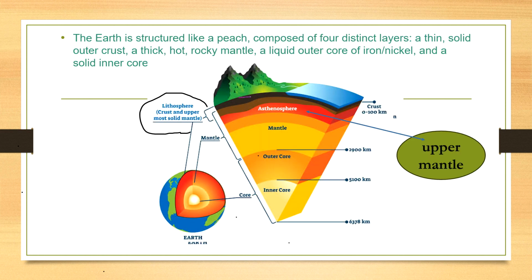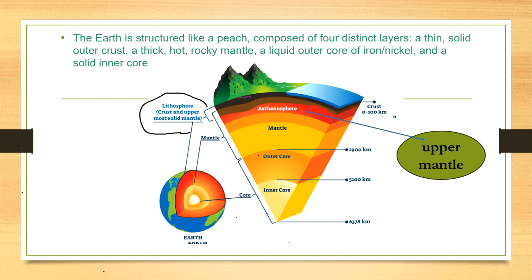The earth is structured like a peach, composed of four distinct layers: a thin, solid outer crust, a thick, hot, rocky mantle, a liquid outer core of iron and nickel, and a solid inner core. Actually, four layers means what? Considering inner core and outer core, then it means four layers. Otherwise, there are majorly three layers only. Those are crust, mantle, and core, and it can be subdivided into outer core and inner core.